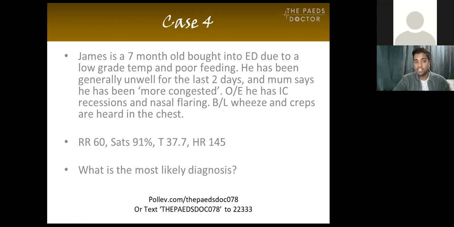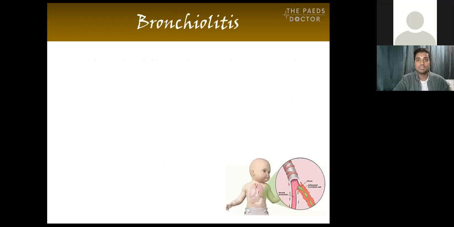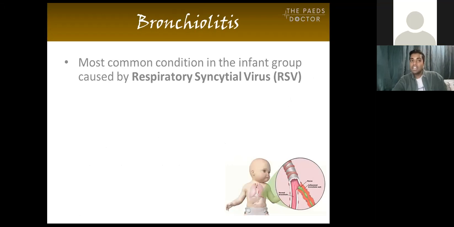So looking at the observations, I can tell you the respiratory rate is raised, the SATs are obviously low, the temperature is low grade, and the heart rate is slightly high. So bronchiolitis is the most common condition in this infant age group, so less than 1 year. And it's caused by the respiratory syncytial virus, so RSV, okay? And RSV commonly occurs in the winter months, so it's a seasonal condition.